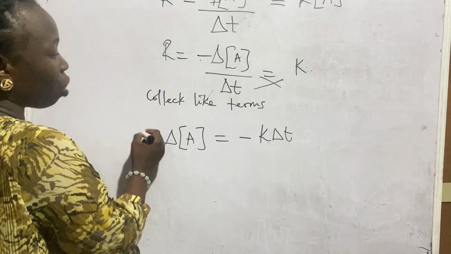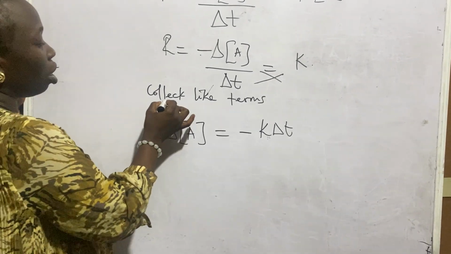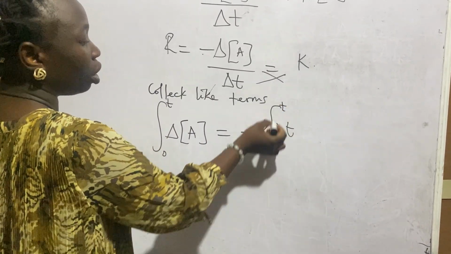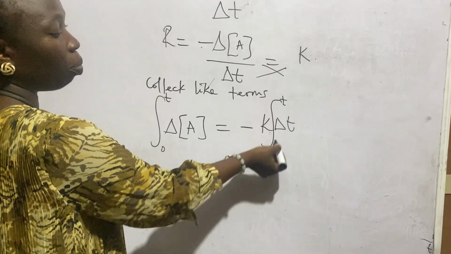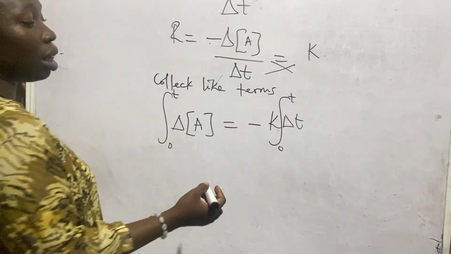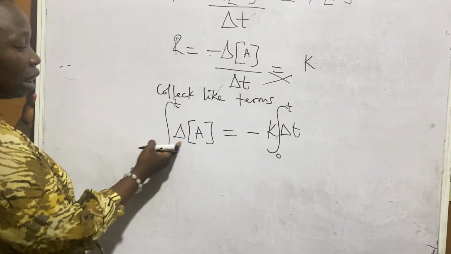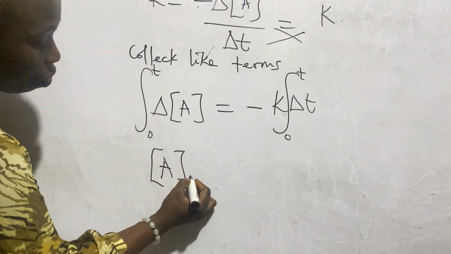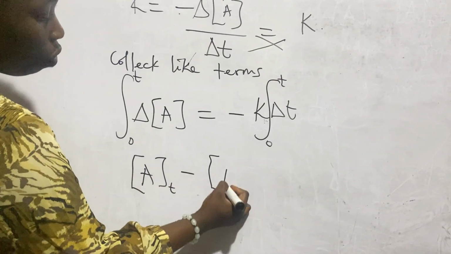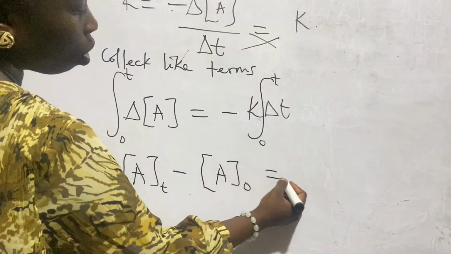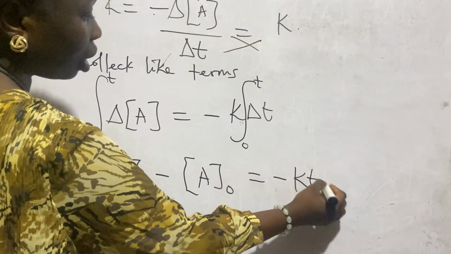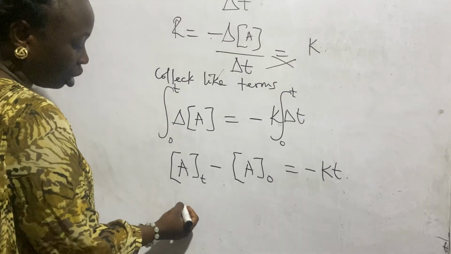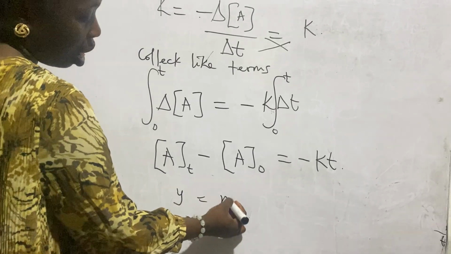So when you have done this, you will now what? Integrate at time t and at time what? 0. You cannot integrate a constant, so your integration sign will be in between. So at time t and at time what? 0. So integrating this, very easy. We know that it becomes concentration of A at time t minus concentration of A at time 0 equals to minus KT.